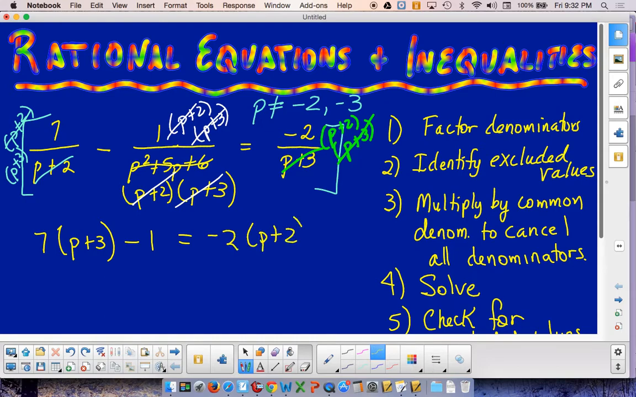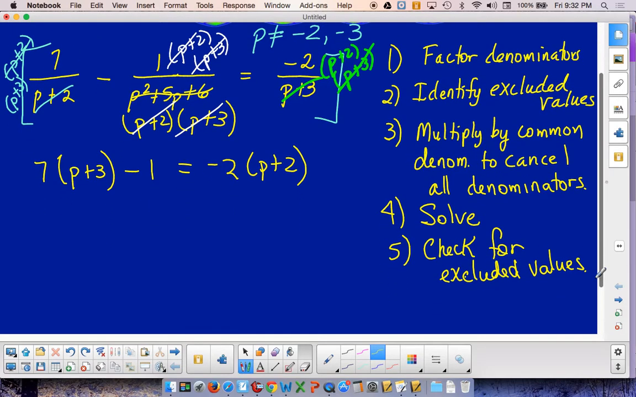Now, yes, you could have multiplied those together, and this one was fairly simple, but sometimes you're going to be left with more than one quantity, and you're going to have to FOIL. And I find that if we try to do too much in one step, we cram it all together, and we make careless errors. Now, it's just a matter of doing normal solving for p. In this case, this one didn't even end up with a quadratic. We don't even have a p squared involved. We're going to get 7p plus 21 minus 1 equals negative 2p minus 4.